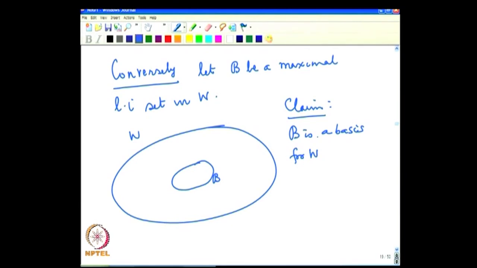Now, how can B fail to be a basis? So, suppose not. That means B has failed to be a basis. Now, B will be a basis if it satisfies two requirements. One is linearly independent, the other it spans the W. Therefore, the failure of the basis can take place due to two reasons. One, because it fails to be linearly independent, or B fails to be spanning W. Now, B is already given to be a maximal linearly independent set. So, it cannot fail to be linearly independent because it is already linearly independent. So, therefore, the only way B can fail to be a basis is that it does not span W.